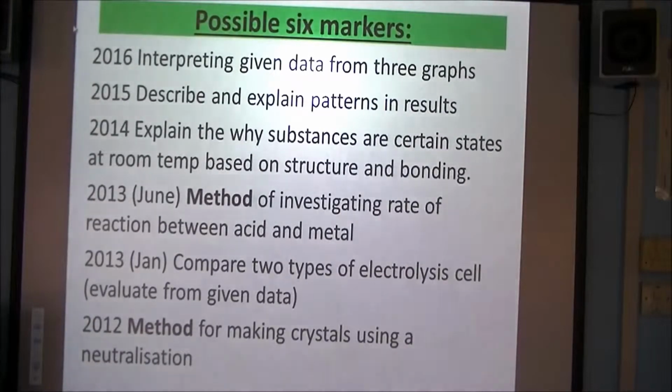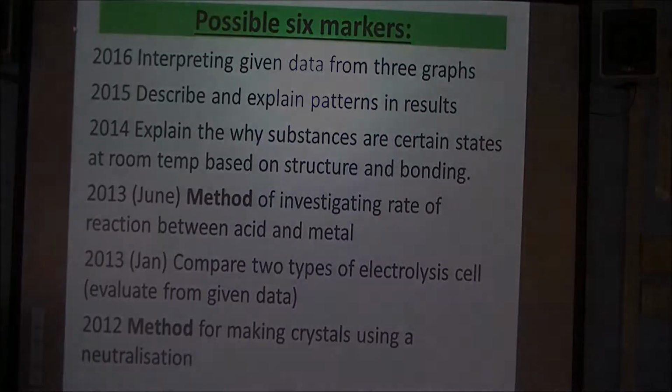If you look at 2014, it very much relied on your knowledge of structure and bonding. In this case it talked about chlorine and sodium chloride and why they were a gas or a solid at room temperature, and you had to know your facts. But luckily, a simple list of statements would have got you full marks quite easily. So first of all, we're going to look at the methods. What do I think are the 3 things that are going to come up in general for 6 markers? And with this method question, how are we going to answer it easily, quickly, and with full marks?